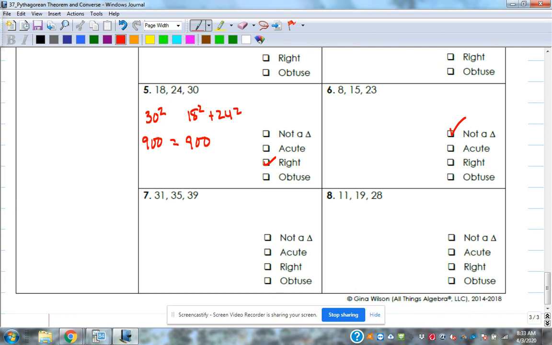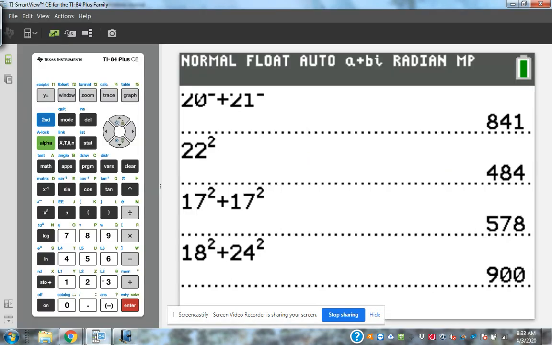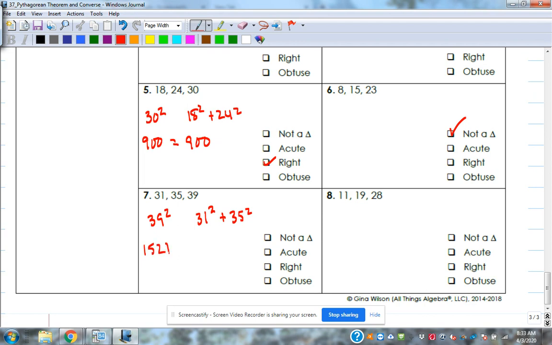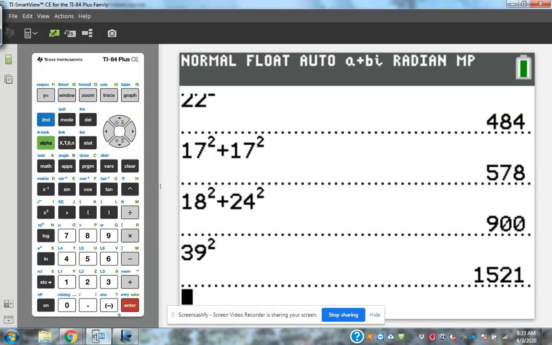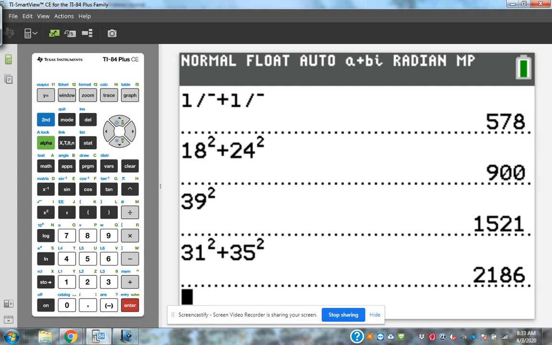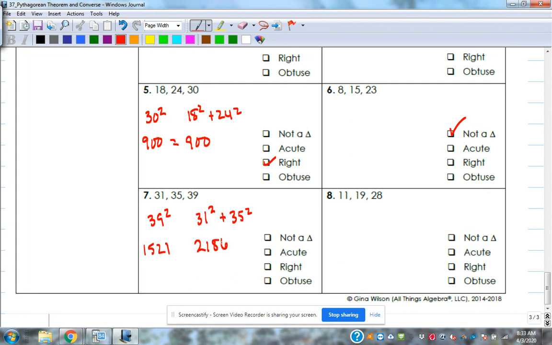Number 7, 31 plus 35 is obviously bigger than 39, so we're going to do the Pythagorean theorem. How does this work out here? So 39 squared is 1521, and then 31 squared plus 35 squared is 2186. That's less than, so that's an acute triangle.